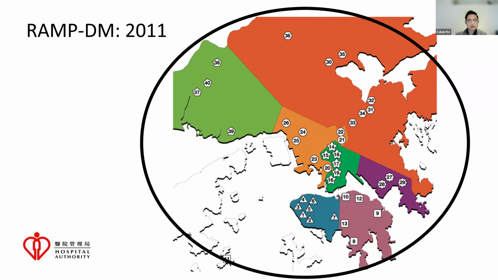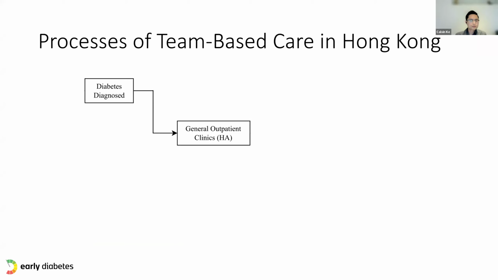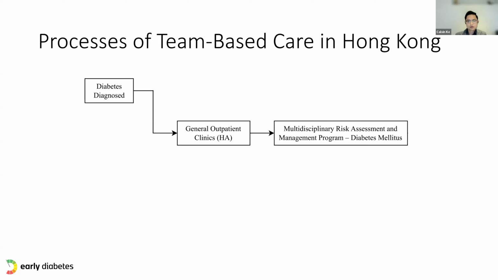And this is another way of looking at how it works. So we analyzed the processes of how this all works. So somebody gets their diabetes diagnosed. A lot of these patients are followed in primary care settings, such as the general outpatient clinics in the hospital authority. And so everyone with diabetes in these clinics will get referred for this type of assessment. It's automatic. Nobody has to put in a request for this to happen. This is the RAMP DM, and they will undergo these assessments. And based on the assessment, there will be a risk stratification. Is this person at high risk, moderate risk, or low risk? And based on that, then their follow-up is tailored.